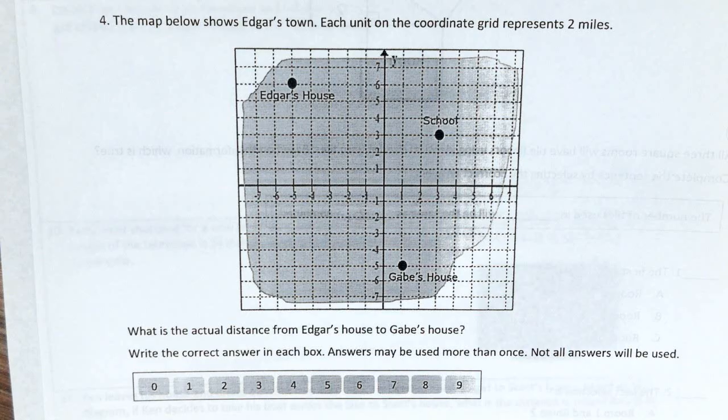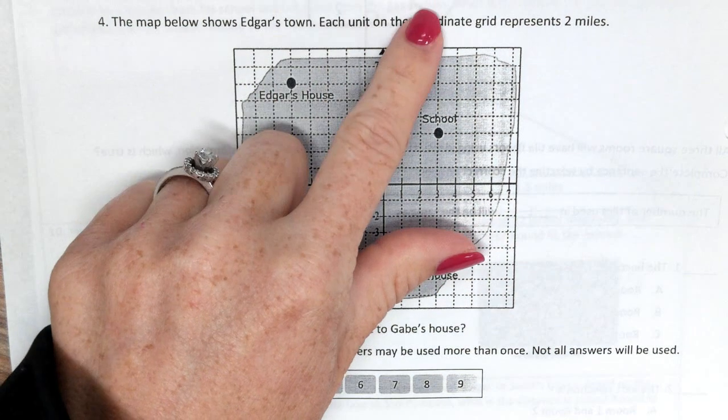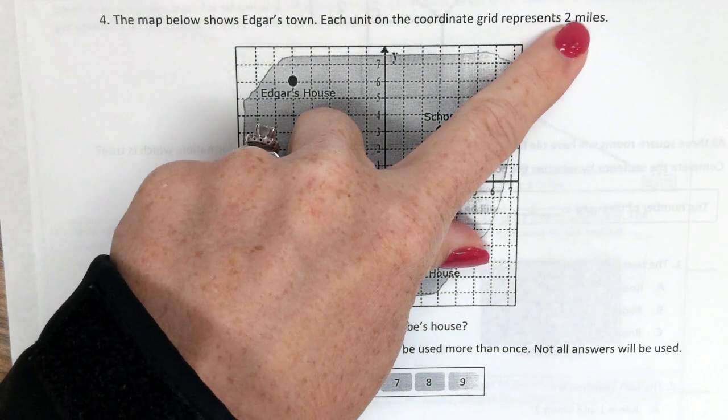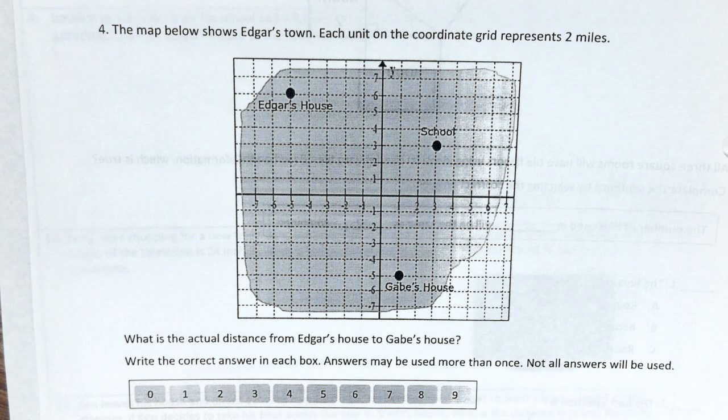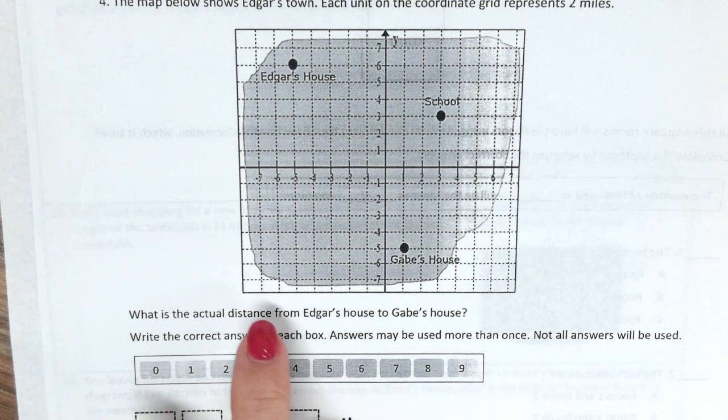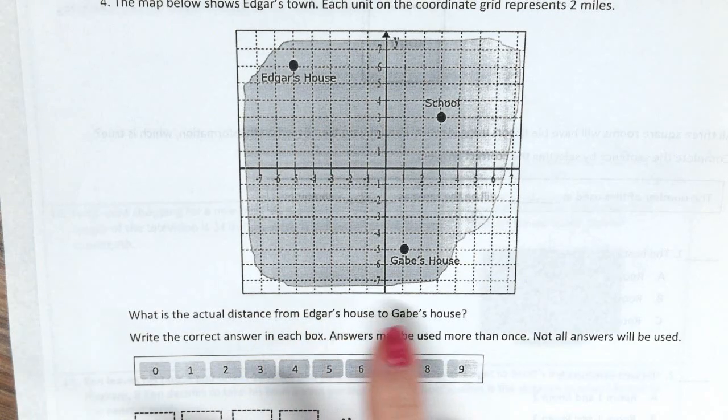Okay? The second thing they did to confuse you is they gave "each unit represents," and those are the 2 things they did on this one to confuse you. So let's talk about it. First of all, what is it asking for? It says, what is the actual distance from Edgar's house to Gabe's house?